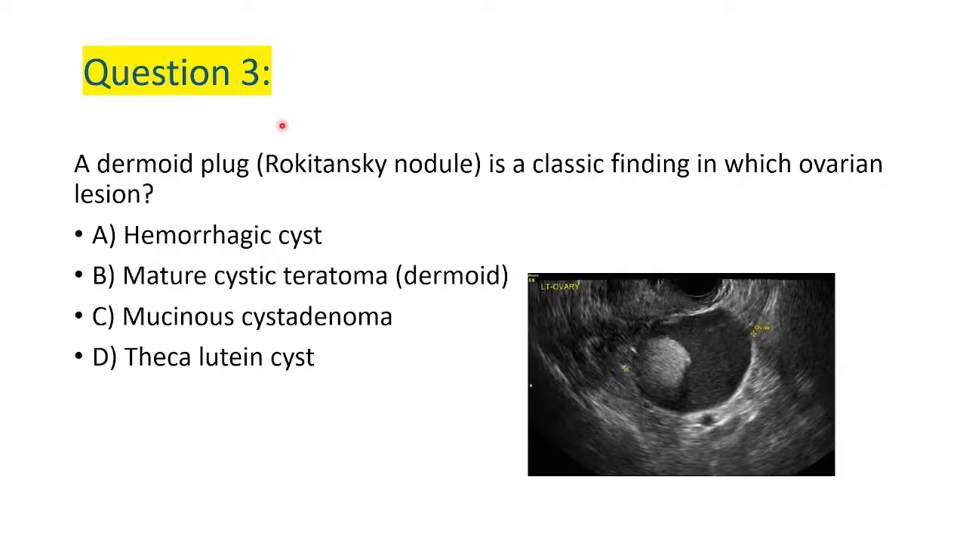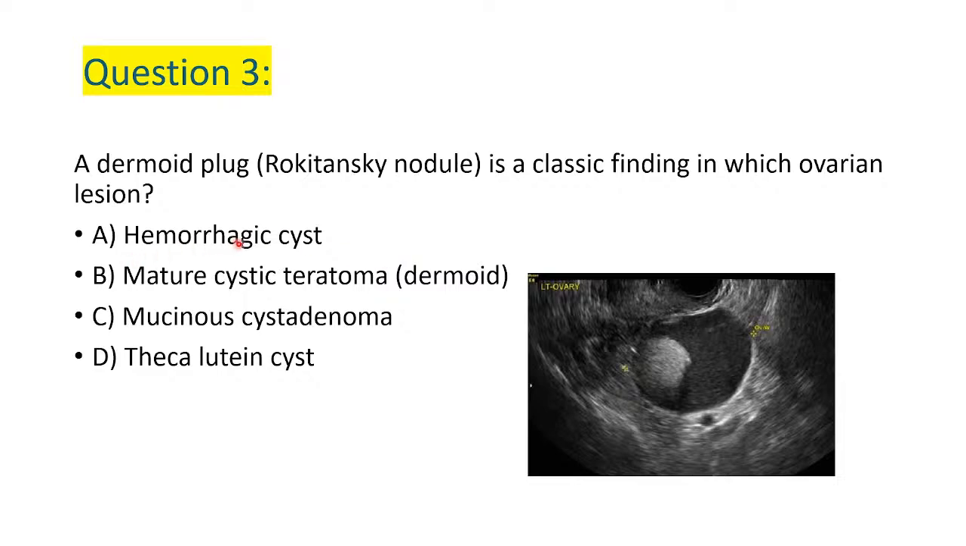Question number 3. A dermoid plug, the Rokitansky nodule, is a characteristic feature in which ovarian lesion? So this is the dermoid. That's the dermoid there. So the Rokitansky nodule, you have it here. We have it here. So the dermoid plug, that's the dermoid plug that we're having here.